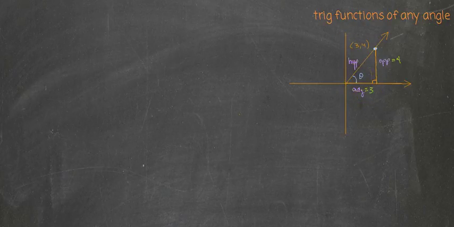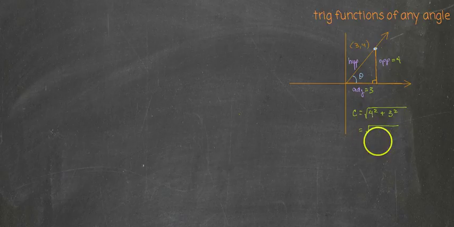And then for the hypotenuse, I have to use the Pythagorean theorem. So c squared, my hypotenuse is c, equals a squared plus b squared. So c equals the square root of 4 squared plus 3 squared, which is the square root of 16 plus 9, which is 25. And so c, or my hypotenuse, equals 5.